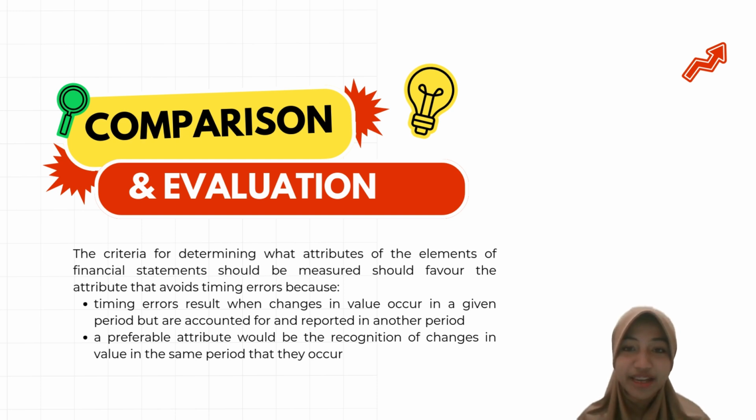In determining what attributes should be used to measure elements in financial statements, it is important to choose attributes that can minimize reporting timing errors. These timing errors usually arise when a change in a value occurs in one period but is recorded in a different period. Therefore, it is better if the change in value is recognized and reported in the same period when the change actually occurs so that the financial information presented remains relevant and accurate.